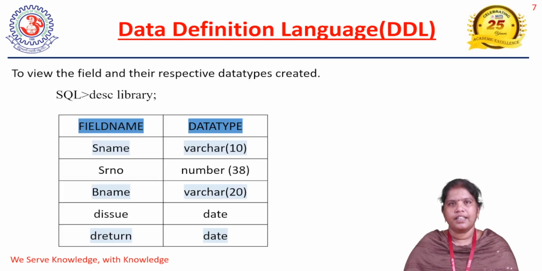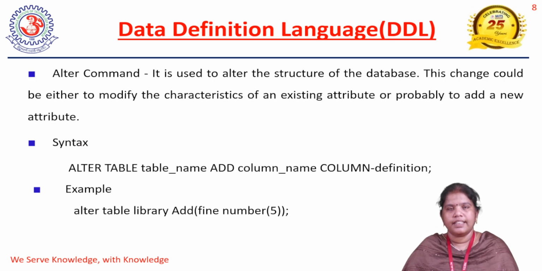To view the respective data types created, we give the description of the table name: DESC library. So this is the description of the table. We have created student name with varchar 10, student roll number of number 10, branch name of varchar 20, date of issue of data type date and date of return of data type date. Next is the alter command. It is used to alter the structure of the database.